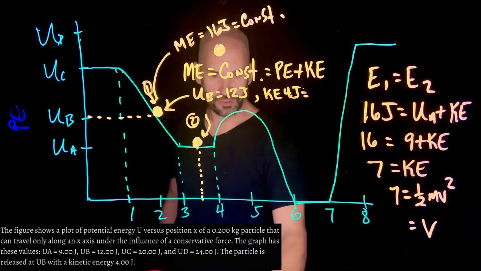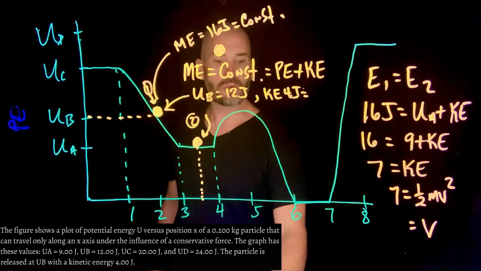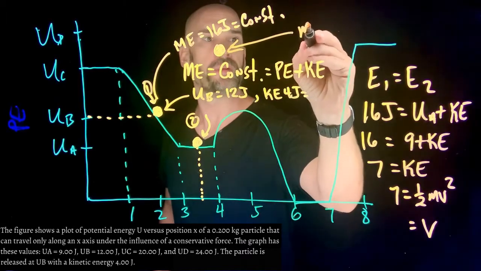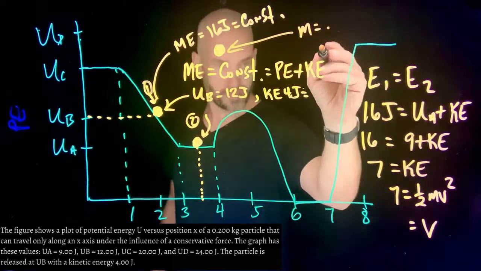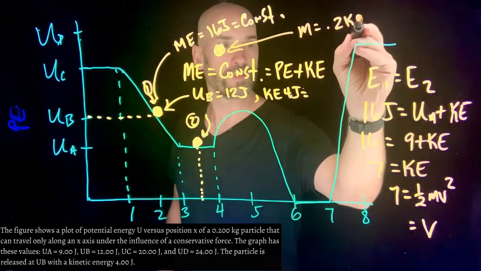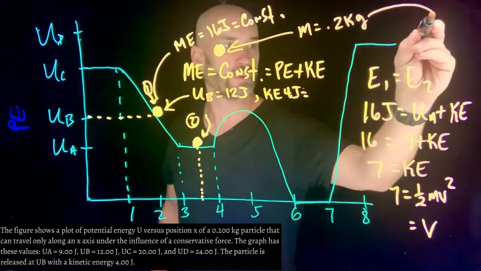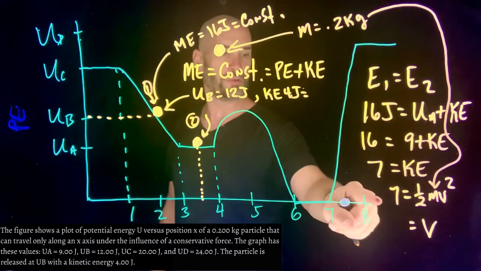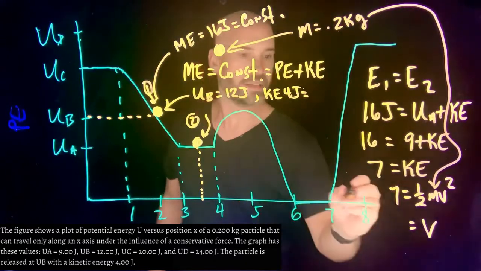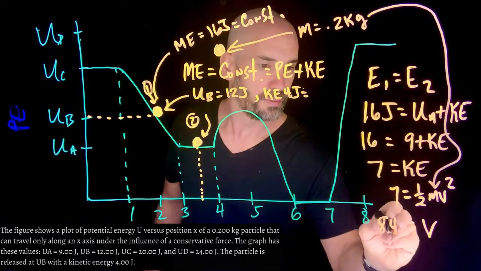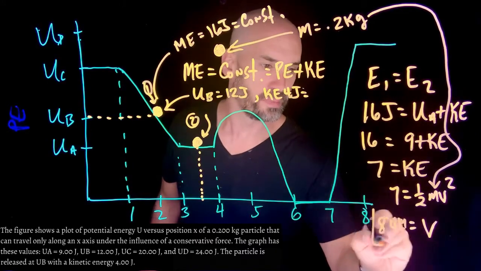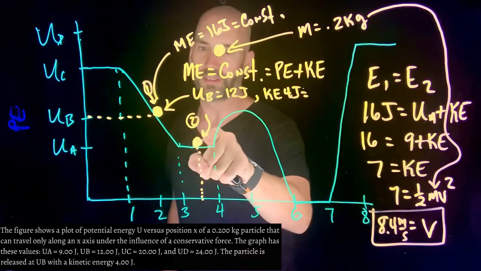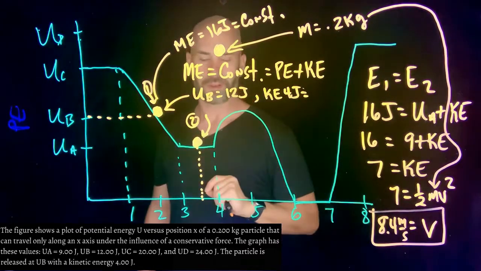Now the problem tells me that it's a 0.2 kilogram ball. So this guy over here is M equals 0.2 kilograms. I just put in that mass right over here, right? I multiply by my 2, I take a square root, and I get 8.4 meters per second. That's the speed of the ball as it rolls down this hill, down into this little valley right here, okay?